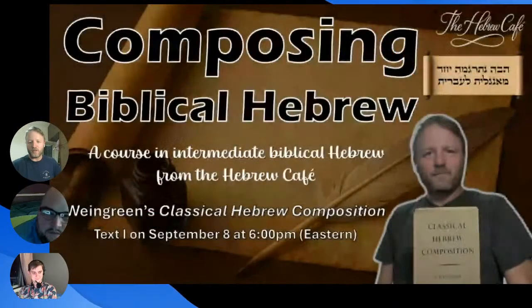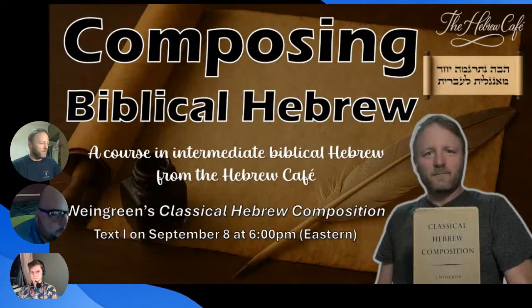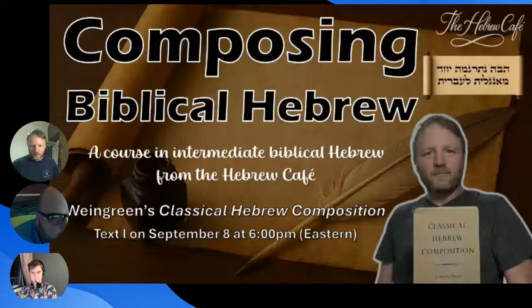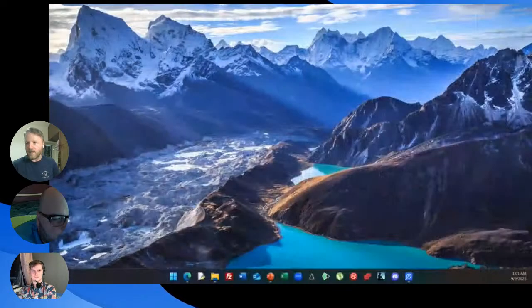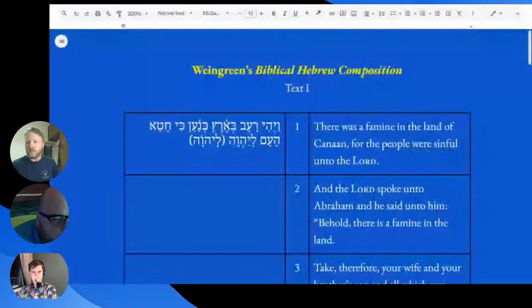So we're going to start this new project, Composing Biblical Hebrew, of course, in intermediate Biblical Hebrew. So we're leaving the basic grammars behind for now, going into something new. We're going to be using Weingreen's Classical Hebrew Composition, and we're looking at text number 1 today, which is September 8th. All right. So this is our text.